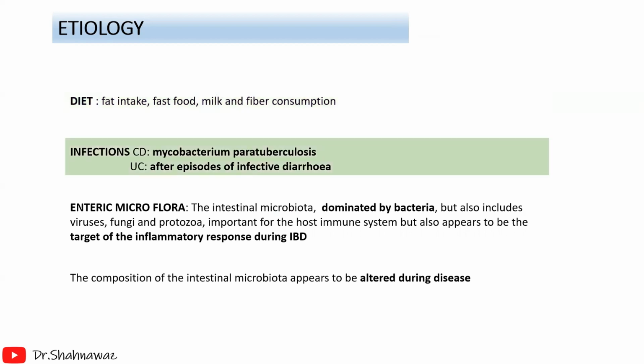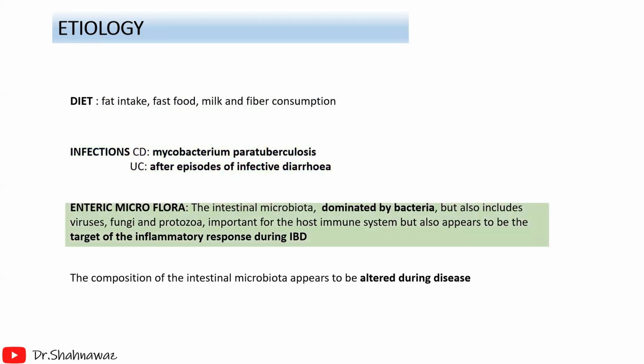And the two most important infections: Mycobacterium paratuberculosis causes Crohn disease, and infective diarrhea after many episodes causes ulcerative colitis. We see that the patient had diarrhea, and that could be causing ulcerative colitis.